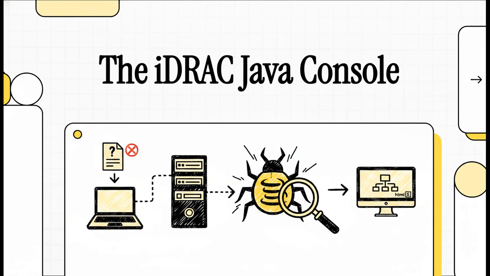So, have you ever been there? You're trying to manage a server remotely, you click the launch button for the console, a file downloads, and then just nothing? It's one of those super common, super frustrating tech mysteries. Well, today we're going to put on our detective hats and solve the case of the failing Java console for Dell's iDRAC. We'll figure out why it breaks and, more importantly, how you can avoid the headache for good.